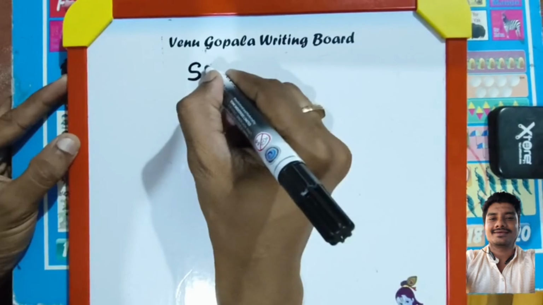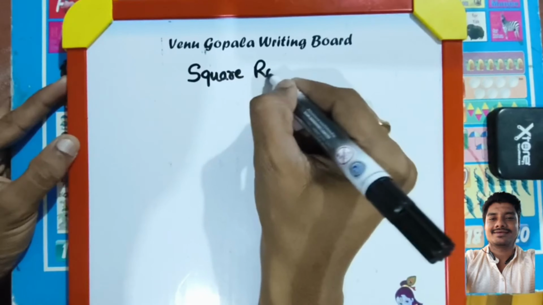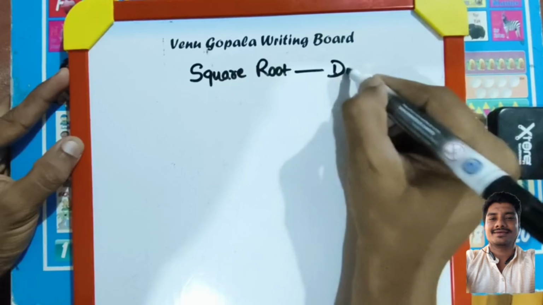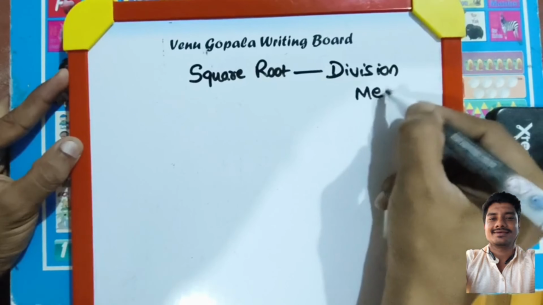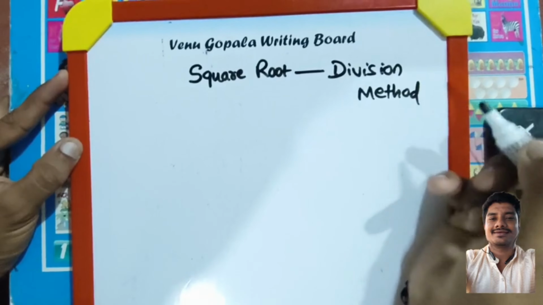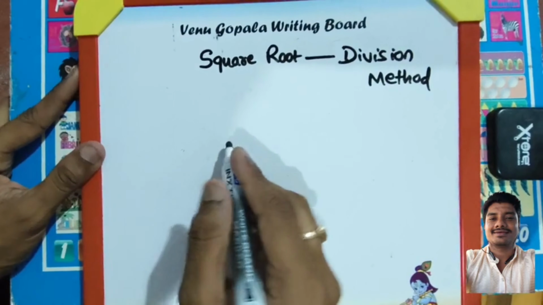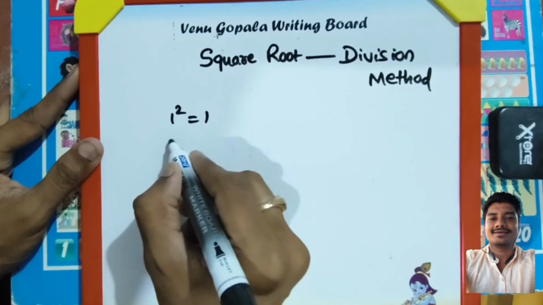Welcome to Anjanadri Academy. Today let us learn how to find the square root of any number by the division method. To understand this method, we need to know some square numbers, at least up to 15.